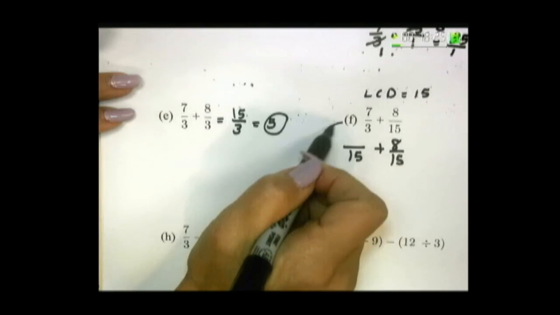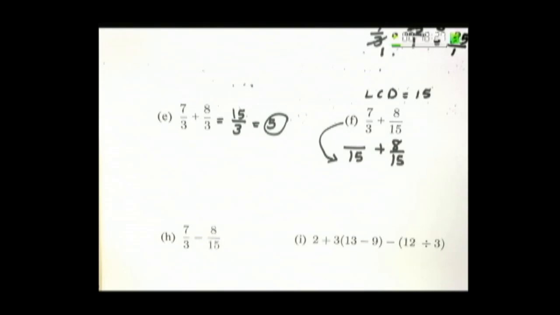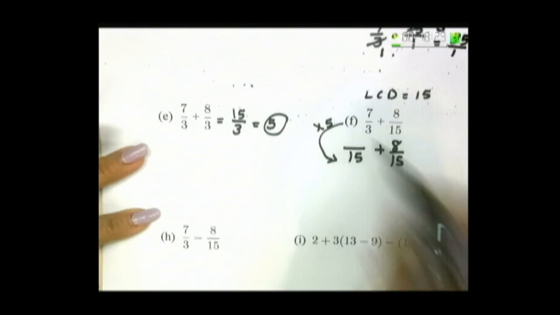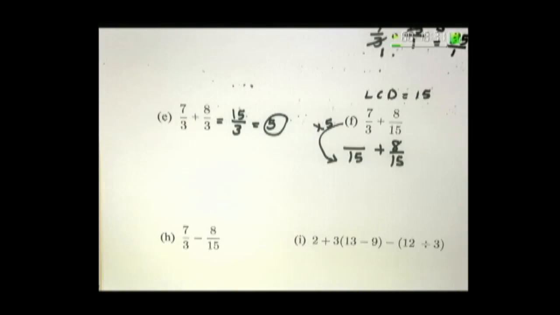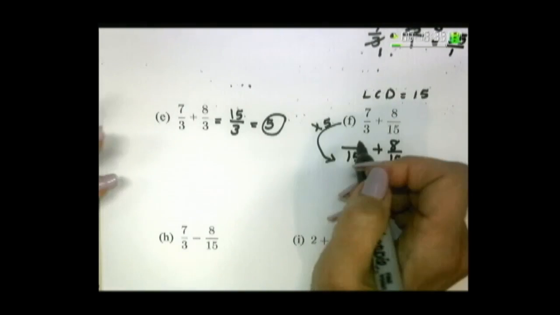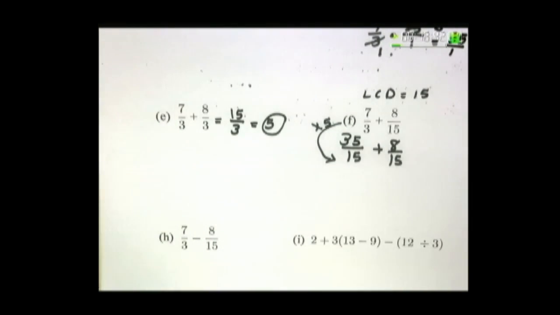So 3 times what gives you 15? Times 5. So if you multiply the denominator by 5 to get the new denominator, you have to multiply the numerator by 5, 7 times 5, to get the new numerator, which is 35. So now we have like fractions, so we can join them.